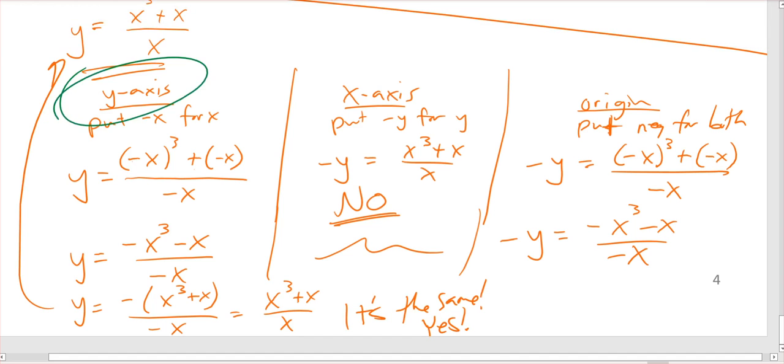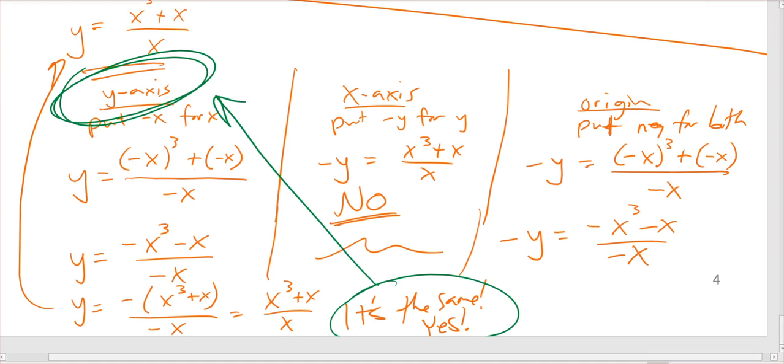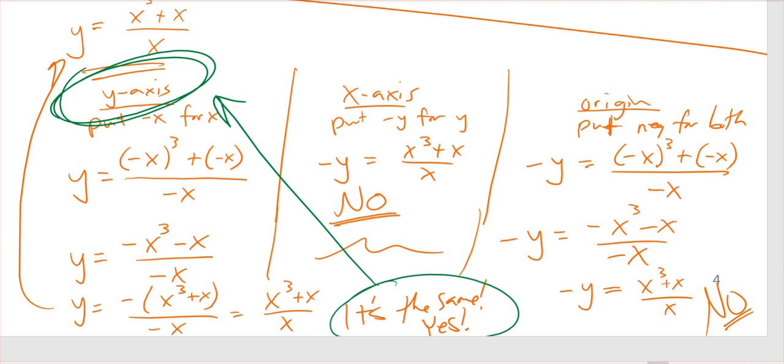So maybe just to be more clear, it's the same. That's for y-axis symmetry. Now for the other one, for the origin symmetry, we're going to have the same result on the right-hand side, but we're not going to have the same thing on the left, right? So we would say a big old no on the origin symmetry for this one, but it does have y-axis symmetry. So be careful with these, because sometimes we're going to have to simplify a fraction.